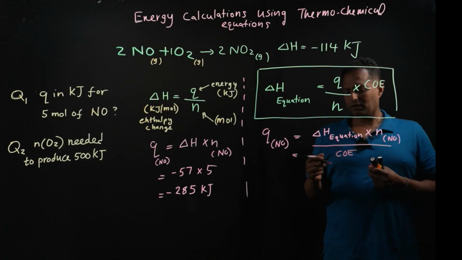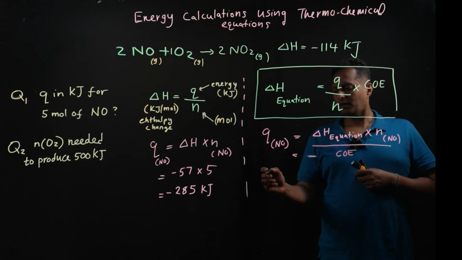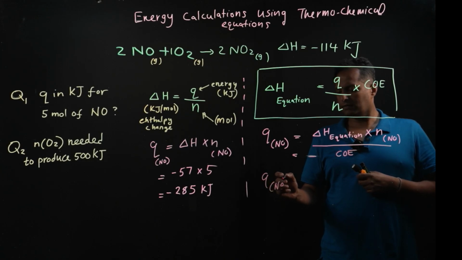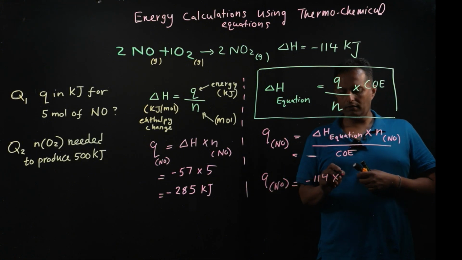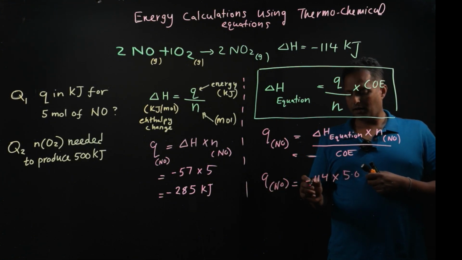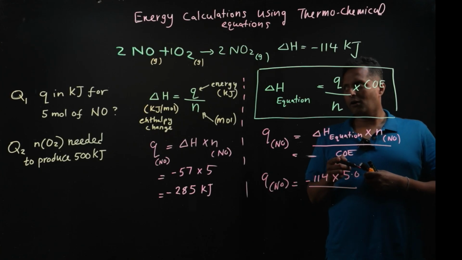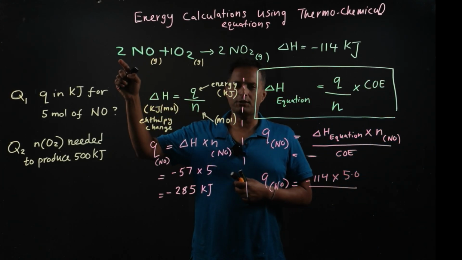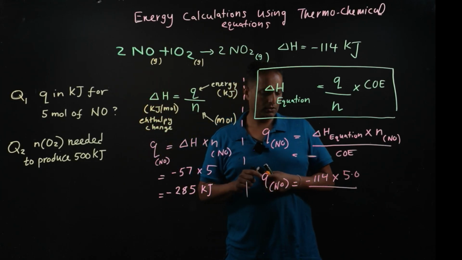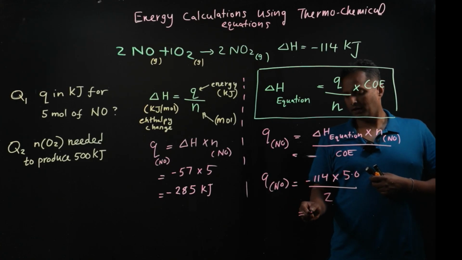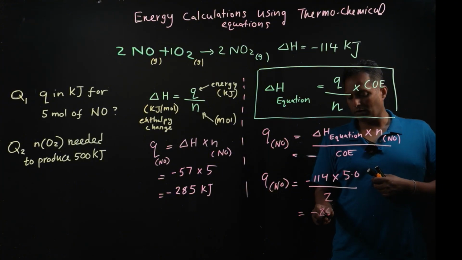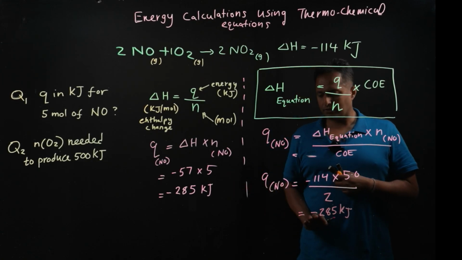So in this case, Q of NO: what is the delta H of the equation? Minus 1114. The number of moles of NO is 5. The coefficient of the NO is 2, so divide by 2. This is minus 285. Now, I forgot to tell you, in any case, don't leave the answers in minus.